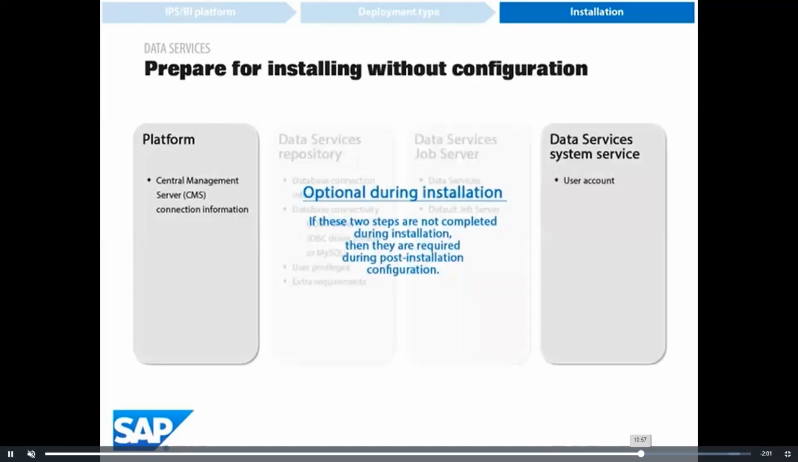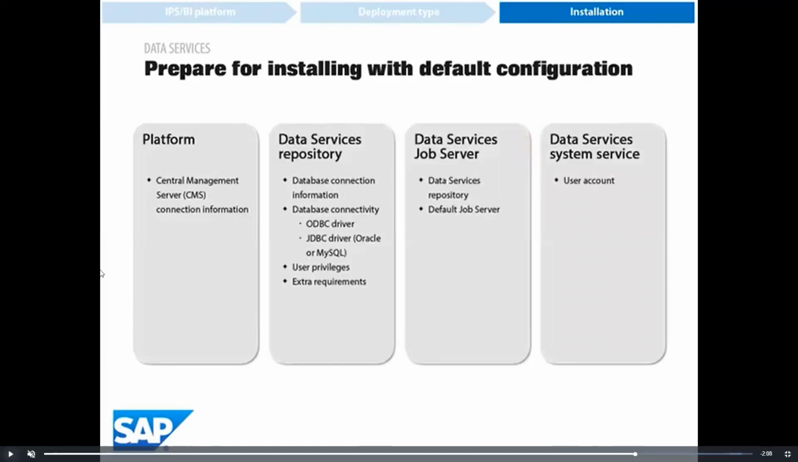This is all first. Wherever you see the steps, everything is coming for data services, and then IS comes later. Preparing for installation with default configuration. Choose the platform. The platform is central management server connection information. We have to configure this, and then for data services we need to configure the repository.